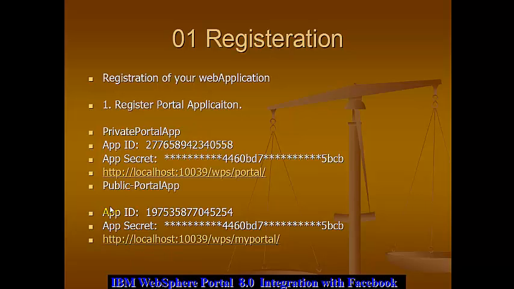After registering, Facebook gives us an app ID and an app secret number. That is very important because this information will later be registered in IBM WebSphere Portal 8. So let's see how to create an app for IBM WebSphere Portal in Facebook.